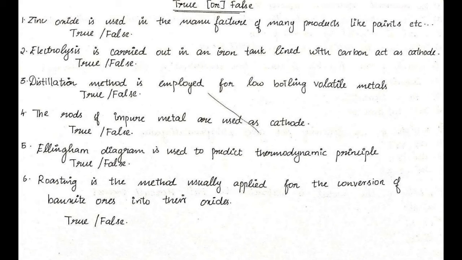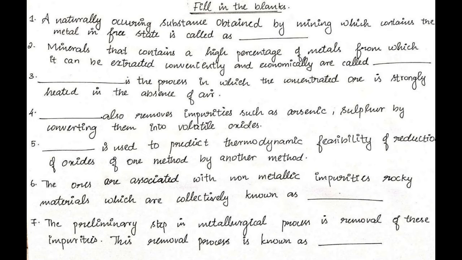The rods of impure metal are used as cathode. State whether this statement is true or false. Ellingham diagram is used to predict thermodynamic principle. State whether the statement is true or false. Roasting is the method usually applied for the conversion of bauxite ores. State whether the statement is true or false.